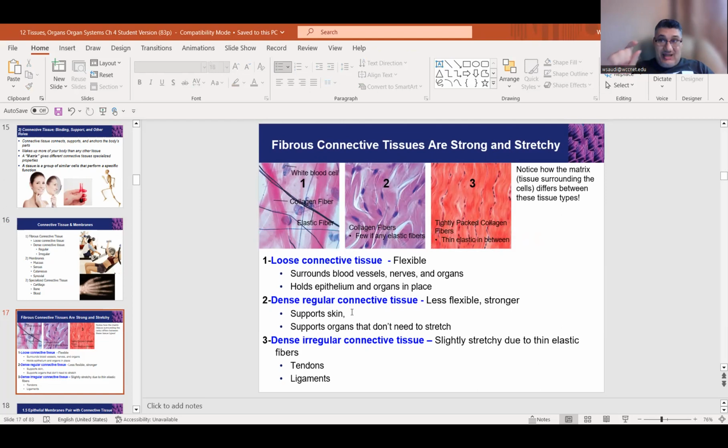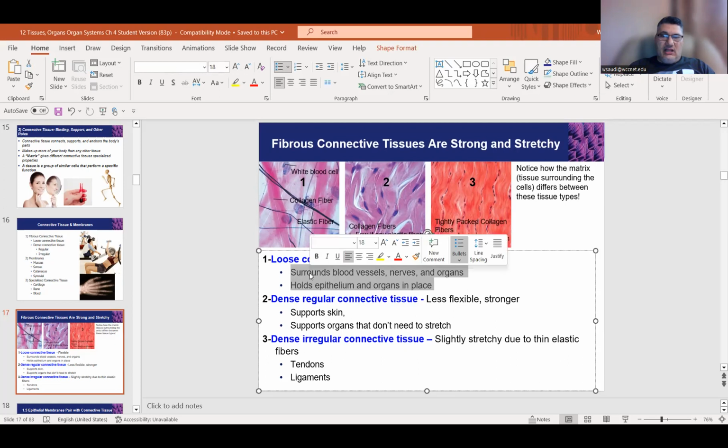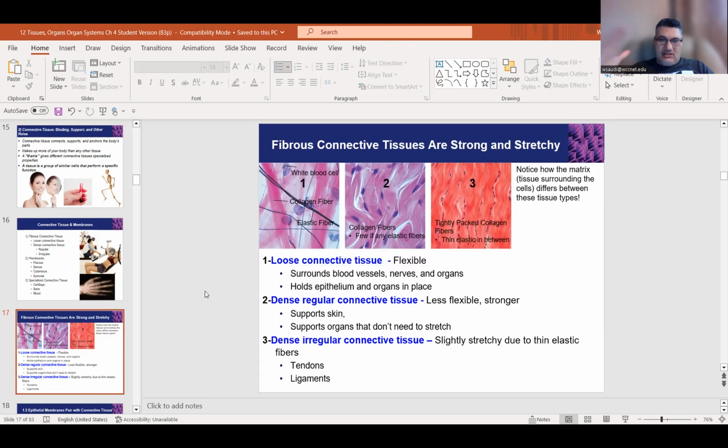The dense ones, dense from the name, it is strong. So this is where you need some support and you don't need stretching. Like blood vessels, they do stretch. Organs, they stretch. But if you don't need stretching, you use the dense regular. What's dense? Dense, strongly packed, stronger. Regular means nicely arranged, like this. Look, nicely arranged. Look at this one. It is random.